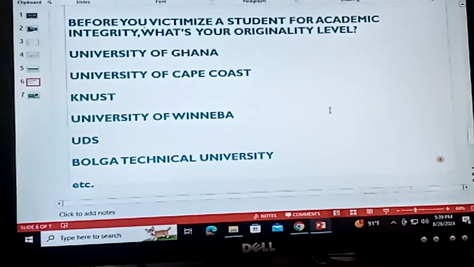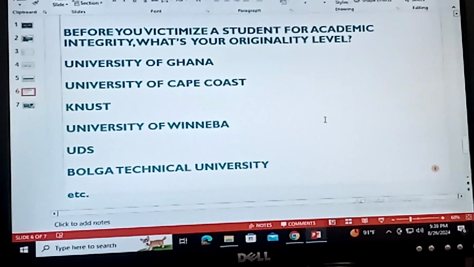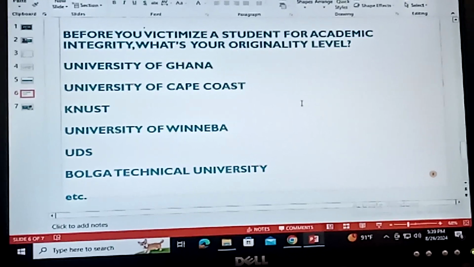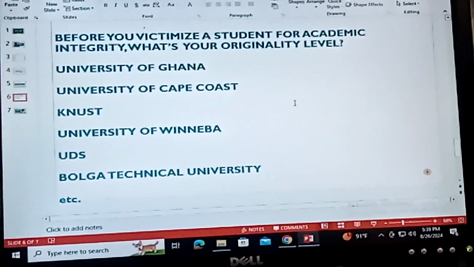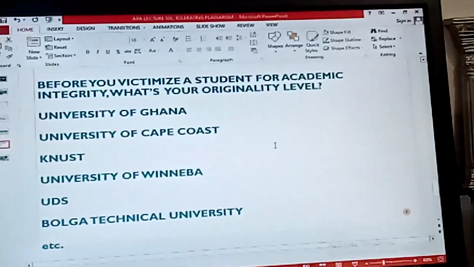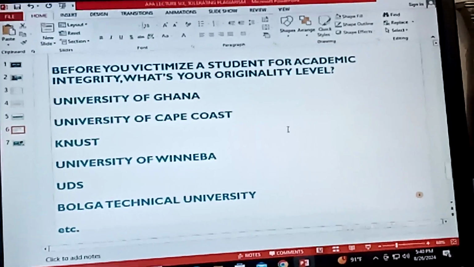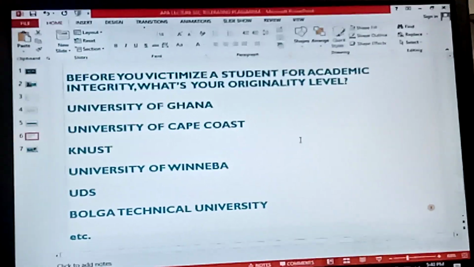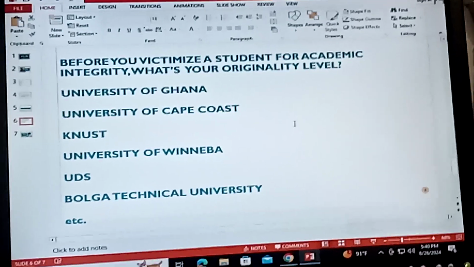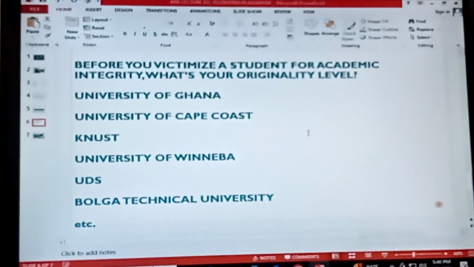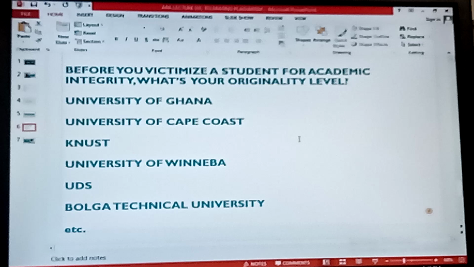If you have one, good. If you don't, please, you need to set up your plagiarism originality level so that you can use that as a yardstick to be able to give the correct punishment to your students. I just mentioned a few universities here.